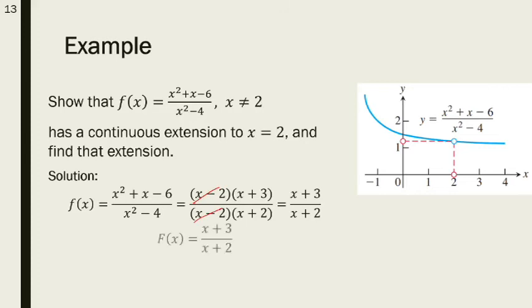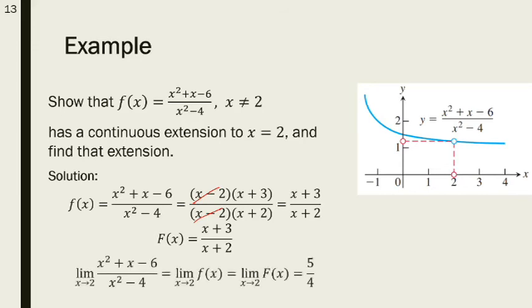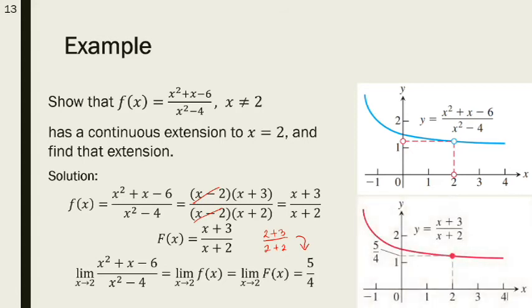So now the new function would be x plus 3 over x plus 2. To verify that this function is now continuous, we can take the limit of the function as x approaches 2. Substituting x is equal to 2, we have 2 plus 3 over 2 plus 2, which is equal to 5 over 4. So the continuous extension of the original function is the new function y is equal to x plus 3 over x plus 2, and the limit of this function as x approaches 2 is 5 over 4.